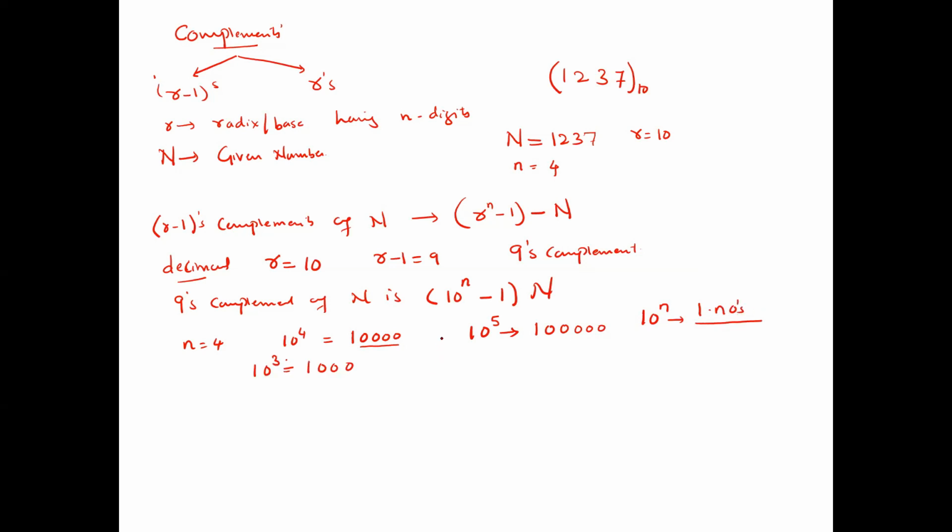Now the 9's complement of a decimal number will be formed like this. If I take the example again, 10 raised to 4 is 1 0 0 0 0. Now calculate 10 raised to 4 minus 1. Minus 1 is subtracted, so it turns out to be 9 9 9 9. You will get 4 nines. So it follows that the 9's complement of a decimal number is obtained by subtracting each digit from 9.